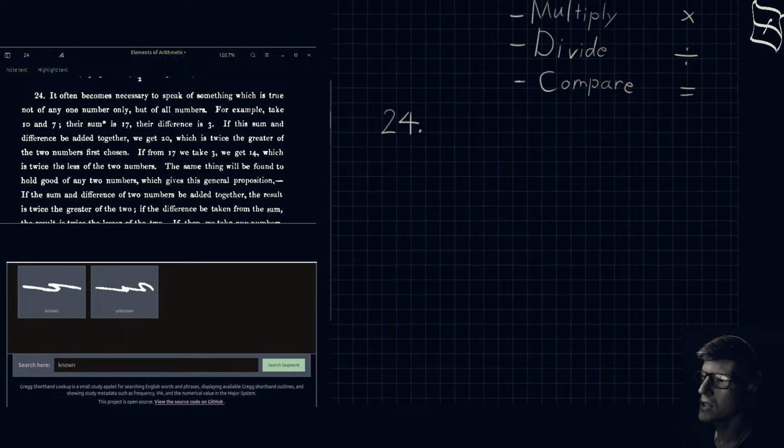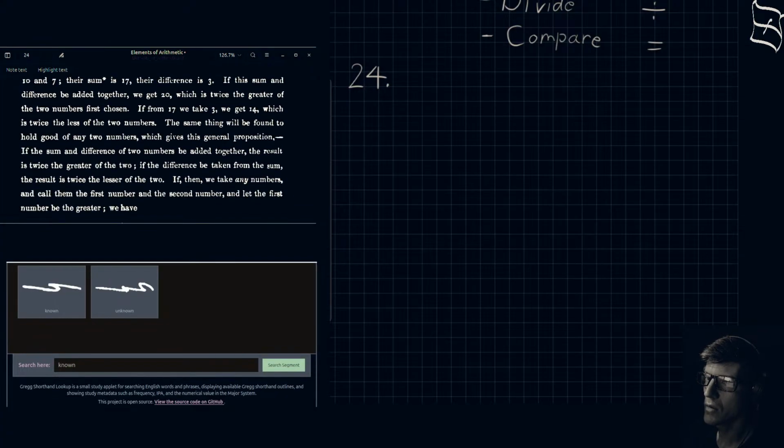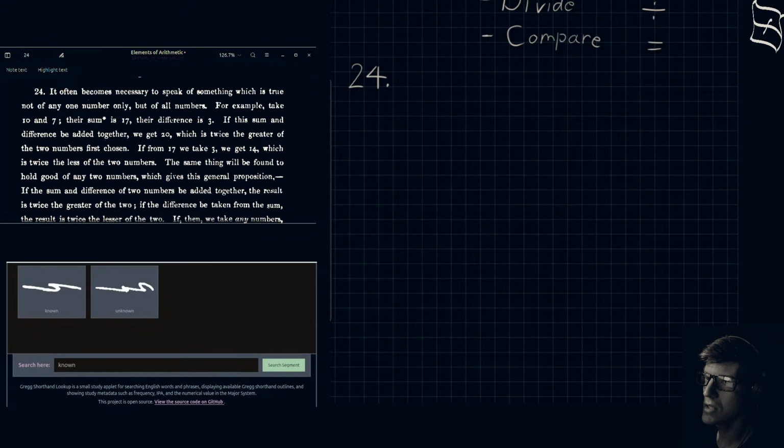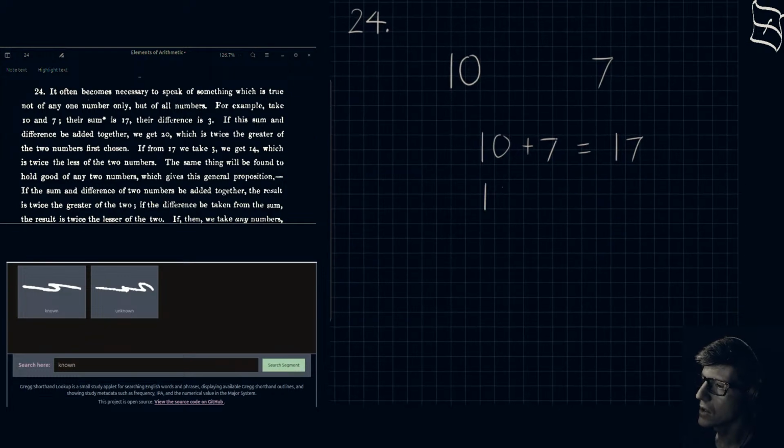If the sum, so let's actually lay out this example because this one's a little bit tricky, okay? All right, so this is comparisons. So let's go through this. For example, let's take, and when he says let's take, we're just going to write that down here. Let's take 10 and 7. Their sum is 17. Their difference is 3.